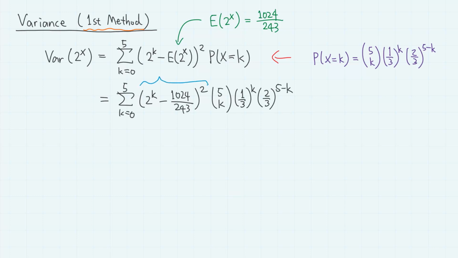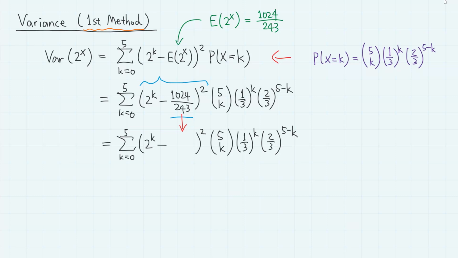Here we have to expand this square part, and unfortunately the numbers become rather messy. Here I will write the expected value as 2 to the power of 10 divided by 3 to the power of 5 in order to keep things as simple as possible. And if we expand, we obtain first 4 to the power of k, then minus 2 to the power of 11 divided by 3 to the power of 5 times 2 to the power of k, then plus 2 to the power of 20 divided by 3 to the power of 10.